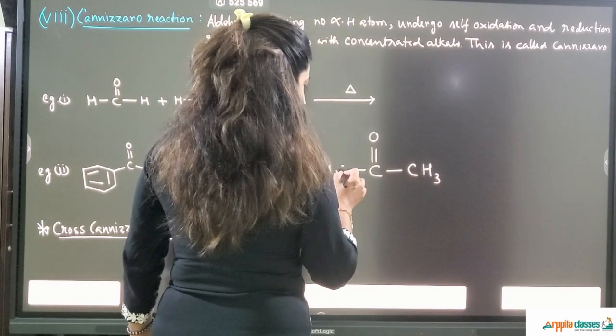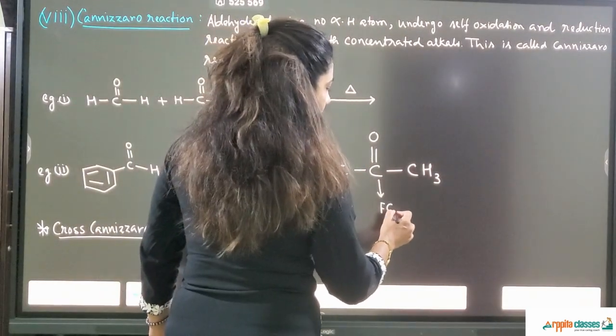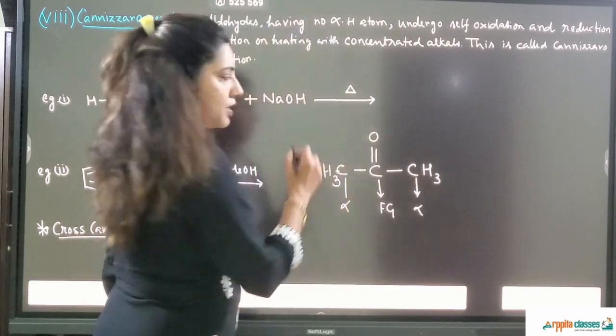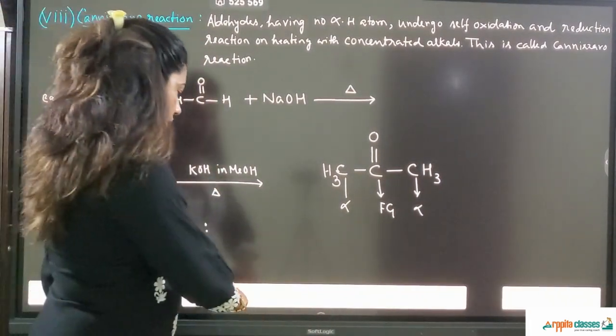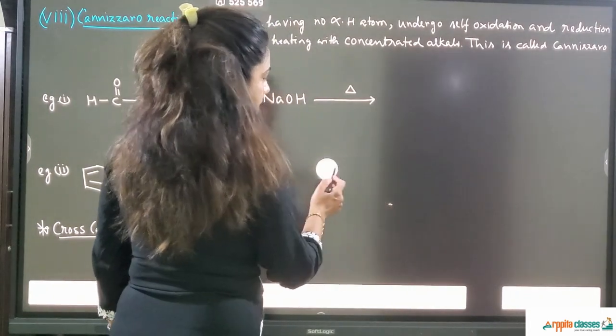This is a simple ketone, that is acetone. This is our functional group, okay, and this is alpha carbon, this is alpha carbon, so it has 3 plus 3, 6 alpha hydrogen atoms. So ketones will definitely have alpha hydrogen atoms and hence will not show Cannizzaro reaction.